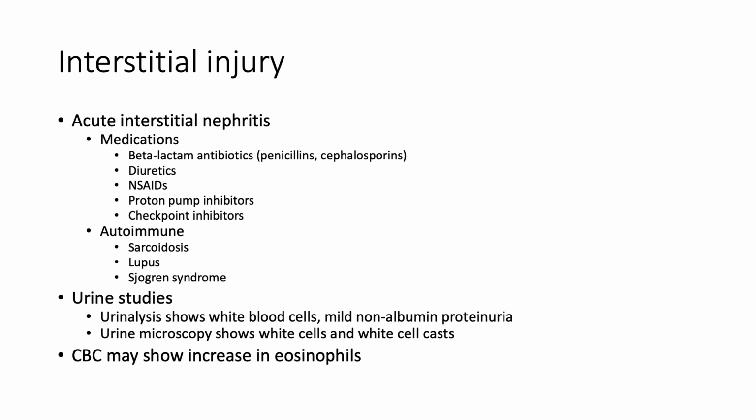In these people, when you do urine studies, your urinalysis is going to show evidence of white cells. So maybe they have a positive leukocyte esterase, and they're going to have a mild proteinuria, usually a tubular proteinuria, so it doesn't have albumin, so it may not be positive on the dipstick. When you do urine microscopy, you might see white cells and white cell casts, and your complete blood count may show that there's an increase in eosinophils. Historically, it was taught that acute interstitial nephritis is going to cause an elevation in urine eosinophils, but that really hasn't been borne out by the data. But you may see an increase in eosinophils in the blood.